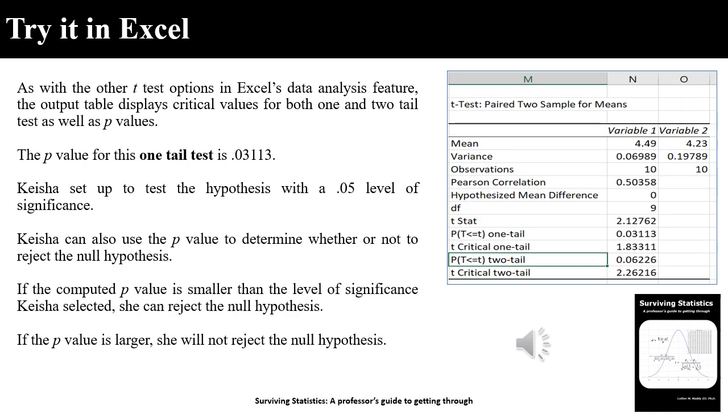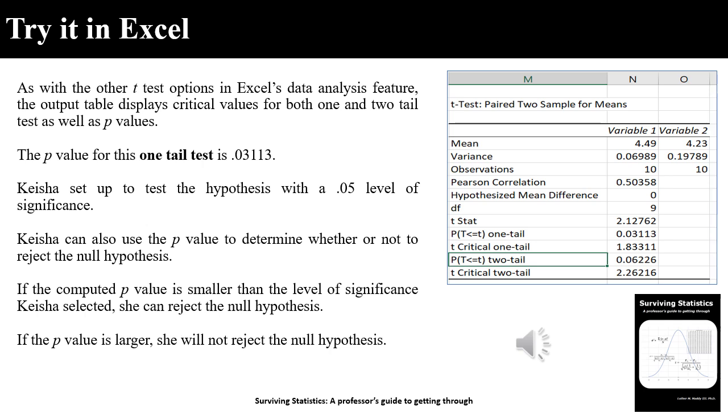All right, so this is the output that you would see after you click OK. With the paired two sample for means, we see quite a bit of information that Excel's computed for us. We have the means for each, the before and after. We have the degrees of freedom of 9. We have the t-stat that it computed of 2.12762. We also have critical t-values for one-tail and two-tail. This was a one-tail test, and so the critical value of 1.833 is smaller than the t-stat we computed, so we will again reject the null.